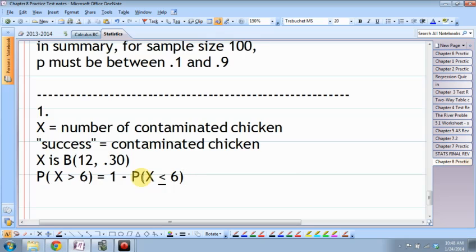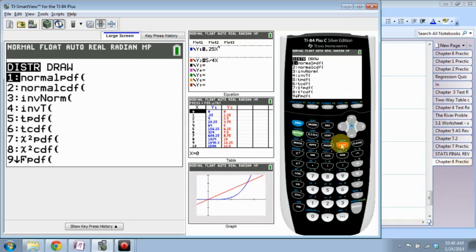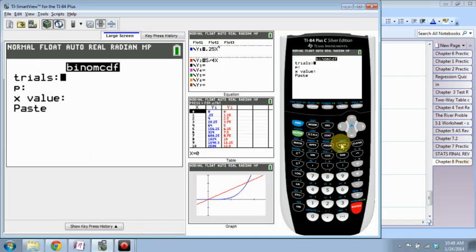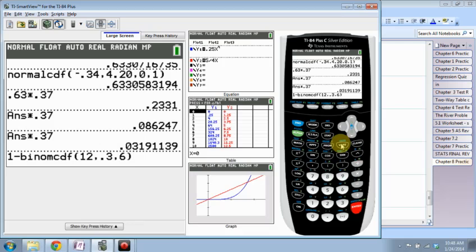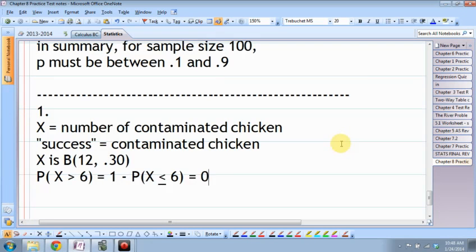Hey. Hi. Okay, let's do this in the calculator. So 1 minus the probability. Let's see, that's a binomial distribution. 12 trials, 0.3, and 6. So we're getting 0.0386. Pretty small chance. It's about a 4% chance.